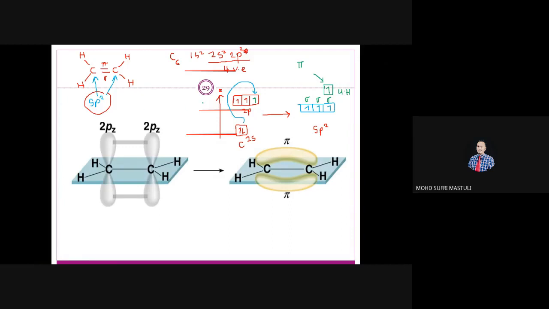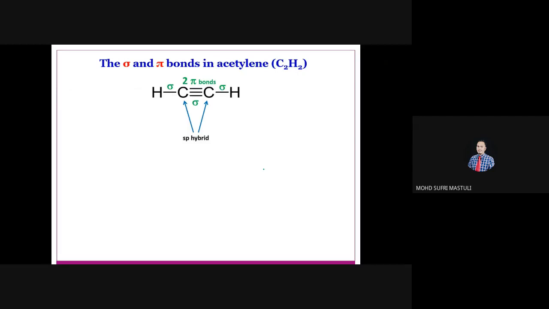So it means that if we have a triple bond like this, it should have two unhybridized orbitals. Okay, so this one is the py with py, or we can draw it like this.